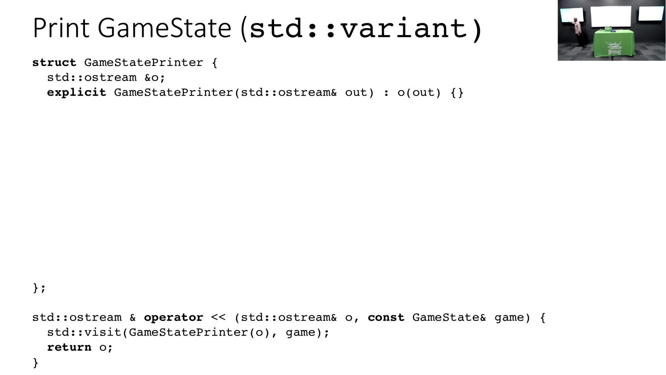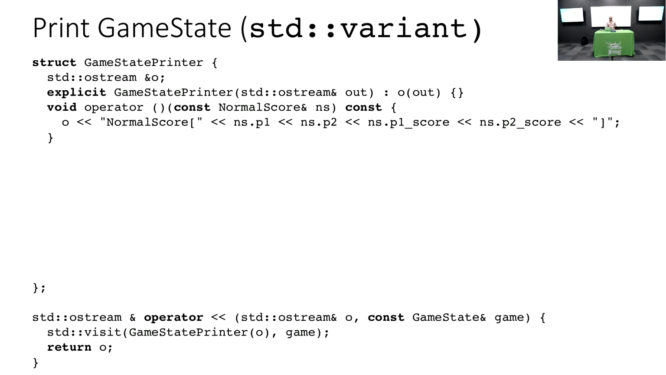The std::visit is something new that C++ has added to work with variant, and it's essentially an implementation of the visitor pattern. The game state printer is a visitor in this case, and it must be aware of all the possible variants that the type can be in. For instance, the first one is normal score, and for a normal score, we just print them out. In this case, this is just a printer, so there is nothing fancy about that.